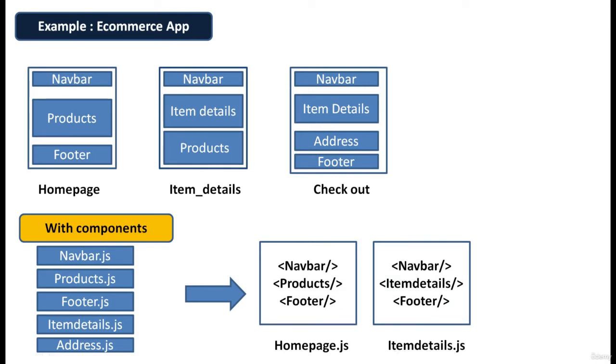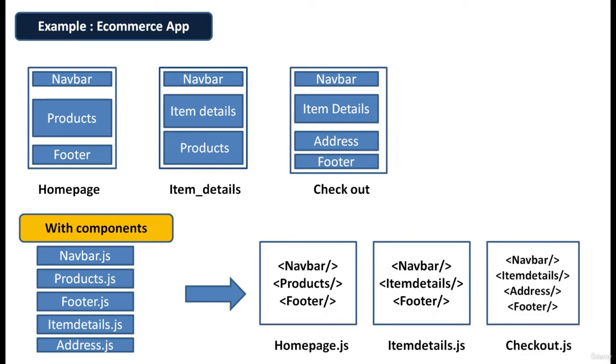At the last we have to create the checkout component. In this checkout component we have 4 components: navbar component, item details component, address component and the footer component. Here also we are not writing any code. We are just reusing the components which we have created at the starting.